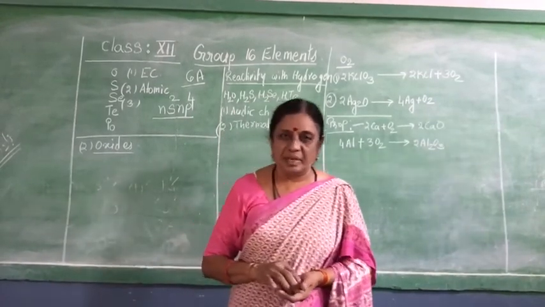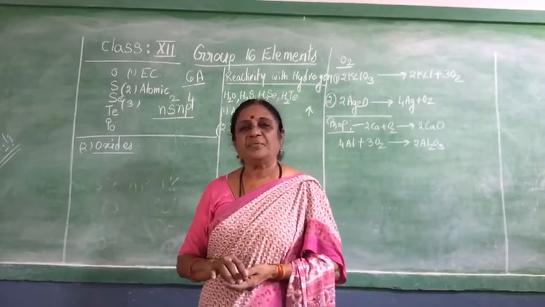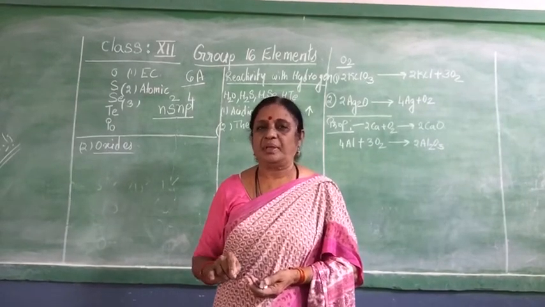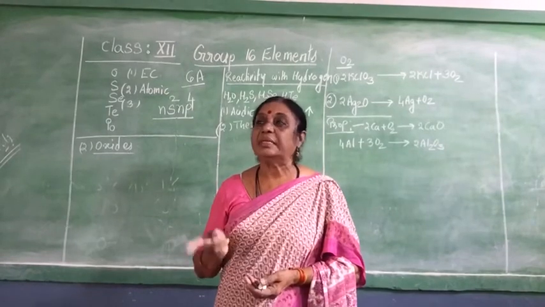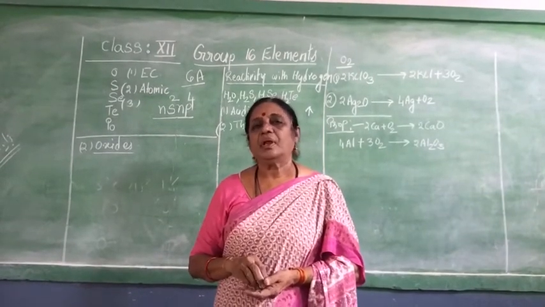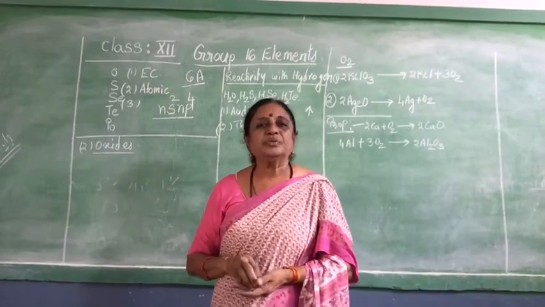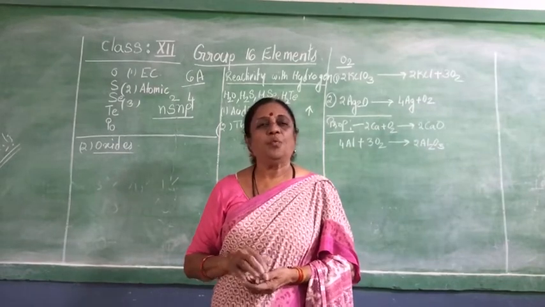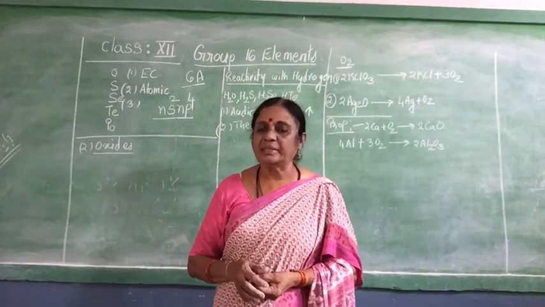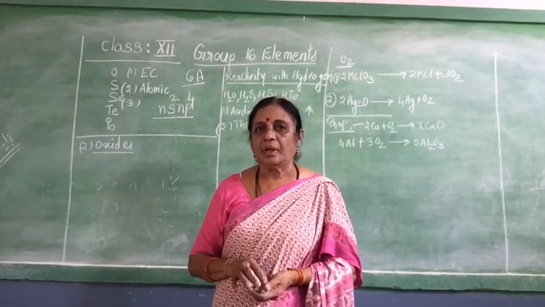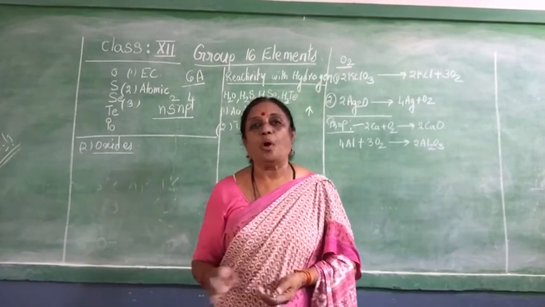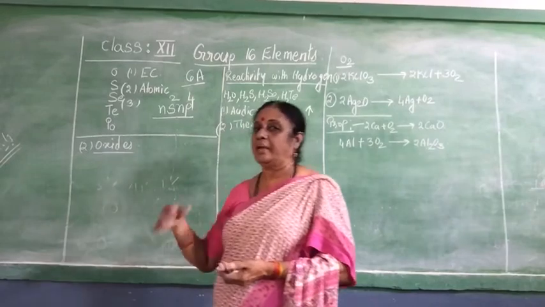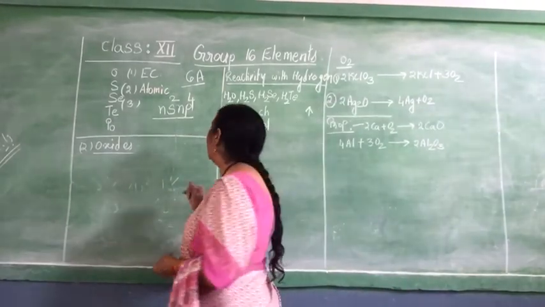Now ionization enthalpy. These elements have very high ionization enthalpy. The first ionization enthalpy is lesser than the second ionization enthalpy. Next is electron affinity. These elements have high electron affinity. Oxygen is more electronegative than the other elements. So these are the physical properties, children.